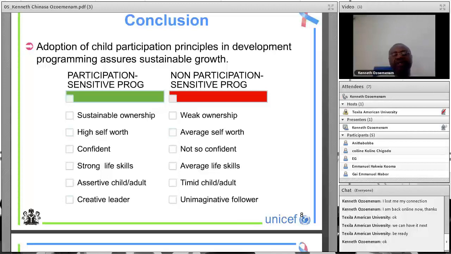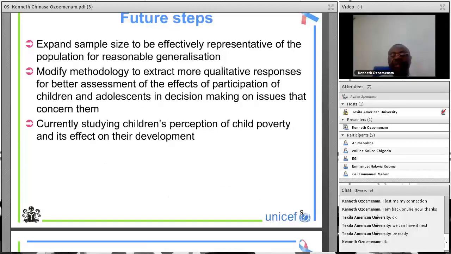Average low life skills is what we're going to find. The child will be more timid, and actually a timid child is likely to become a timid adult in the future. And they might follow, but then without input, unimaginative, I call it. Future steps.